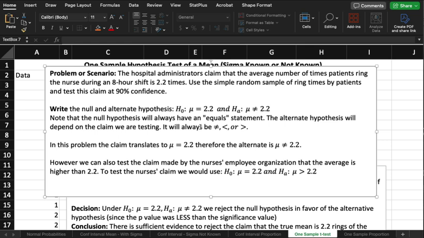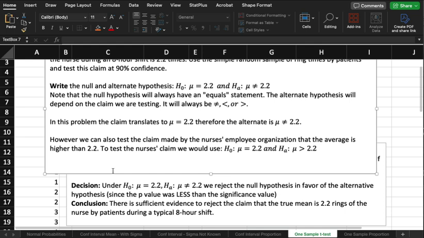But you can depend on the fact that the null hypothesis will always be the statement of equals, and the alternate hypothesis is just a choice between not equal to, less than, or greater than. You only have those three things to choose from for the alternate hypothesis. So in this problem, the claim translates to mu equals 2.2, and therefore the alternate hypothesis is mu not equal to 2.2.